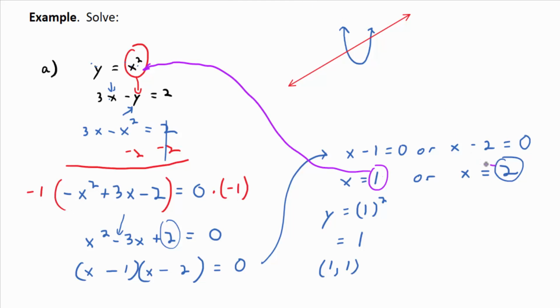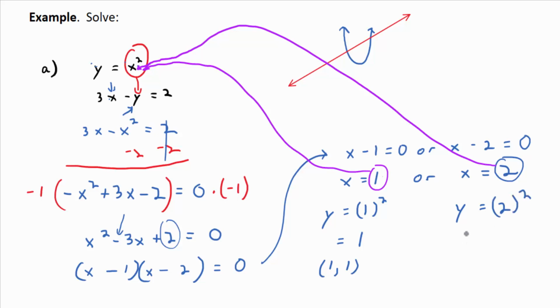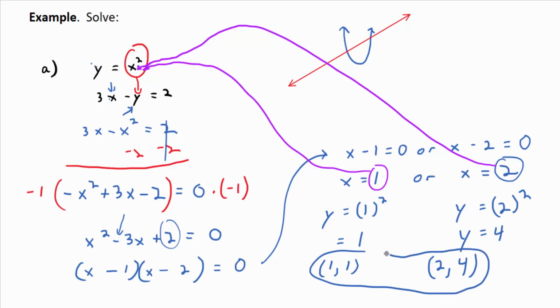To get the y-coordinate that goes with an x-coordinate of 2, can I just plug in right there? What do I get if I do that? Y equals 2 squared or 4. Okay, so what's the ordered pair solution for that? 2, 4. So the 2 intersection points are 1, 1 and 2, 4. The 2 solutions are the points 1, 1 and 2, 4.